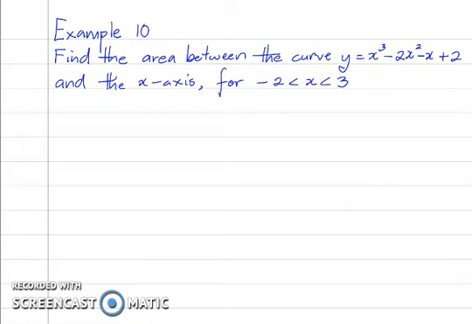Example 10, and it says find the area between the curve y is equal to x cubed minus 2x squared minus x plus 2 and the x-axis for values of x between minus 2 and positive 3. So one of the first things we want to do is to draw a sketch of this curve, all right?